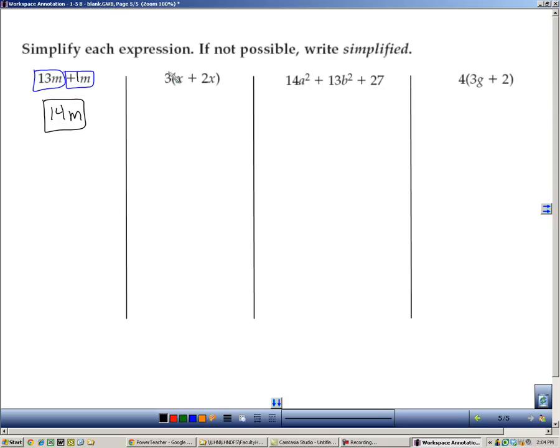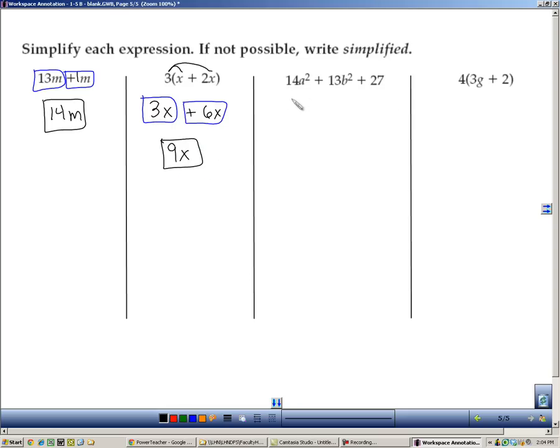Here I can't have parentheses, so I will distribute. So 3x plus 6x. 3 times 2 is 6. That's how I got that. Now we notice that they are like terms because they both have an x. So you're going to add the coefficients. 3x plus 6x will give me a 9x.